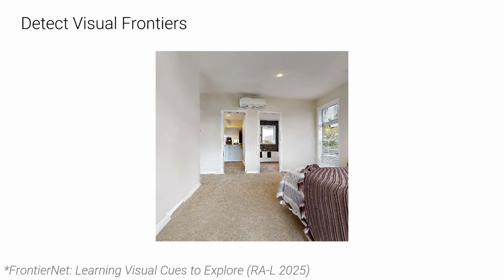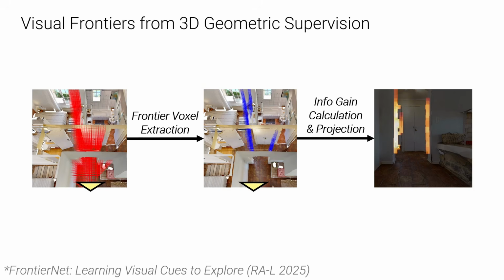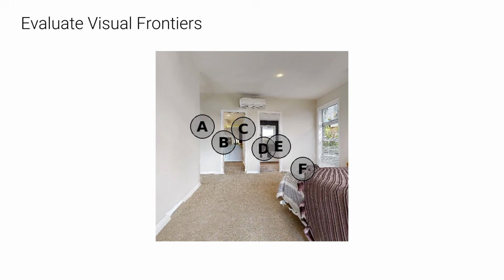For detection, we build on FrontierNet, our previous work for predicting visual frontiers directly from RGB images. FrontierNet is a learning-based method that predicts visual frontier regions and estimates their information gain, namely how much unseen 3D space in volume they may reveal. FrontierNet performs inference on RGB images, but learns from geometric supervision. Projected 3D frontier voxels supervise the 2D frontier regions, and nearby unexplored volume supervises the information gain score.